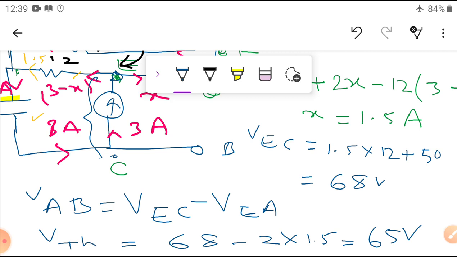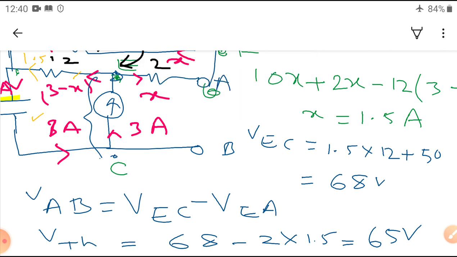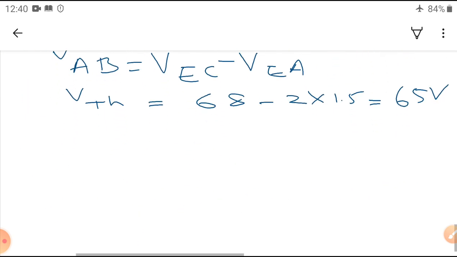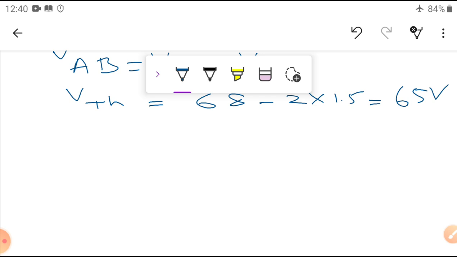Now you got your V Thevenin, the equivalent value. Now what is your R Thevenin? R Thevenin is equal to 5.833 ohms and V Thevenin is equal to 65 volts. Now we are going to connect the load. Now simply write the equation with V Thevenin and R Thevenin in series.